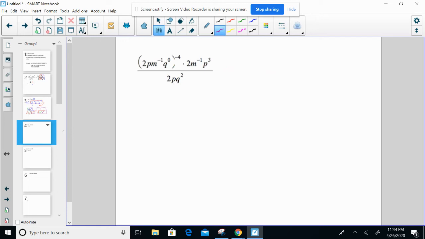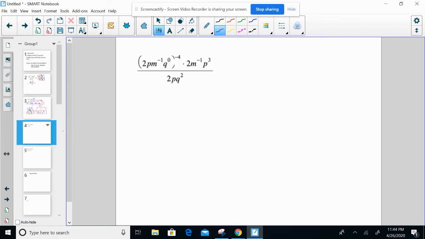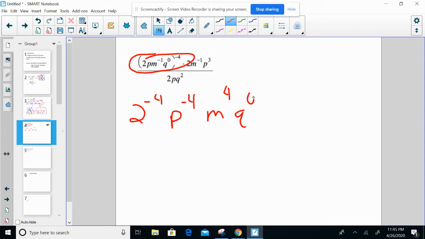All right, 2 more. Deal with the parentheses. Everything in these parentheses gets that negative 4 as an exponent. So it would be 2 to the negative 4, p to the negative 4. Remember, the 2 and the p have a 1 that we don't write. Negative 4 times 1. All right, now m. Negative 1 times negative 4, positive 4. 0 times negative 4, 0.